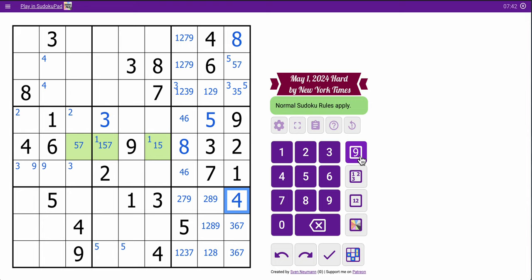Let's see, I've got 1, 3, 4, 5 in row 7. I need 2, 6, 7, 8, 9. This can't be 2. That can't be 9. This can't be 8 or 9.